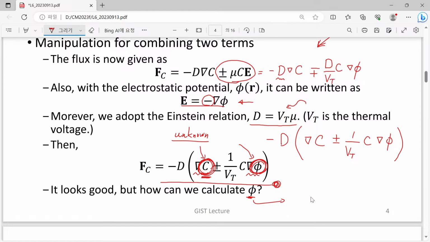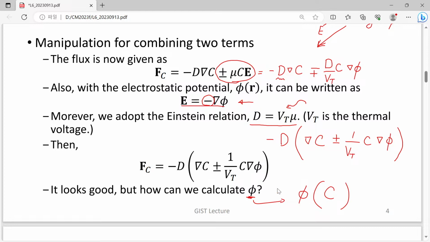So there are many different possible ways. One, the most rigorous one, is just to solve the Poisson equation. I will explain that later. But today, instead of that, we will try to make a simple estimation for electrostatic potential in terms of our unknown variable C.